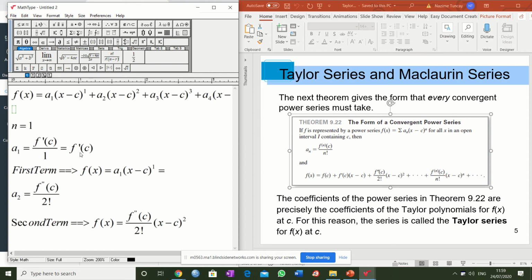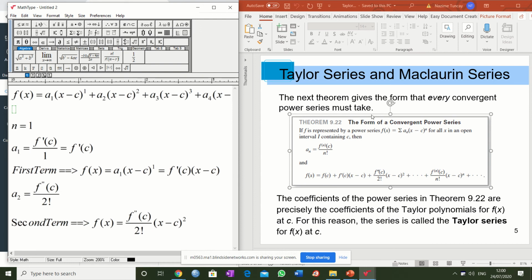So the first term becomes the first derivative of c. I can copy it from here. First derivative of c multiplied by x minus c. So this is when n equals 0. This is where n equals 1, n equals 2, and this is the nth term, and it continues. It continues because there is nothing written here. When there is nothing written there, it means it goes to infinity.